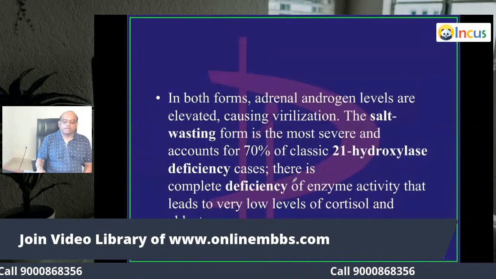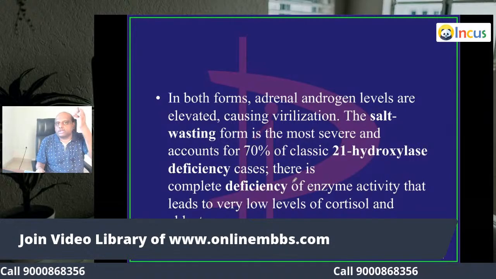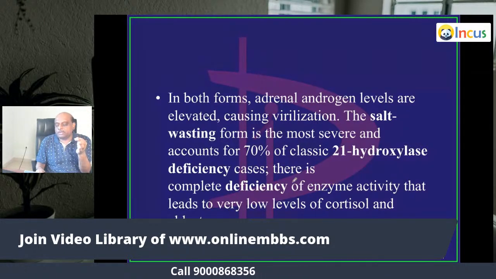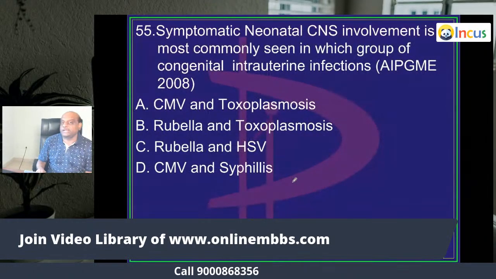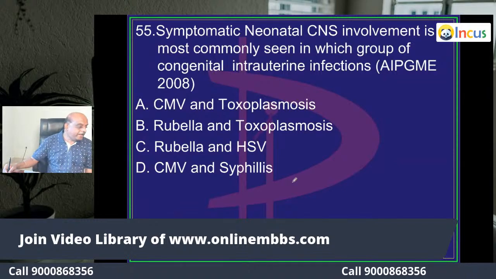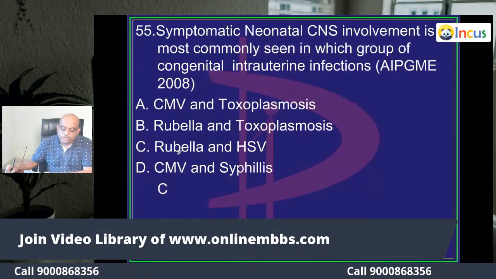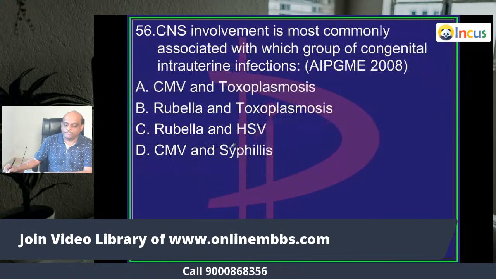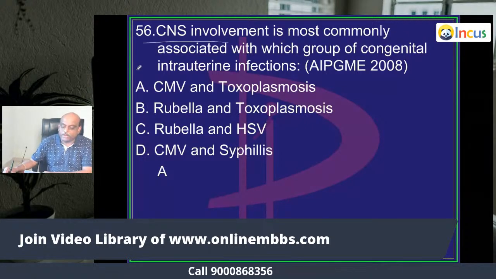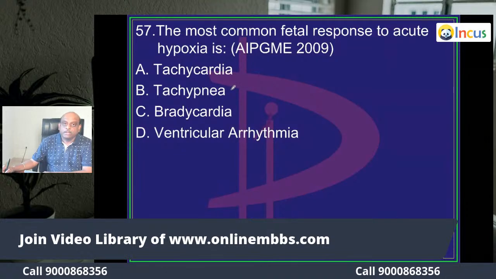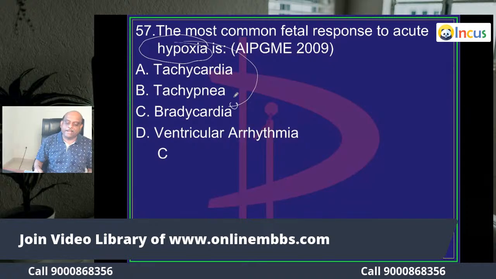So doctor, you should remember that mineralocorticoid deficiency with androgen excess is the combination in 21 alpha hydroxylase deficiency. Symptomatic neonatal CNS involvement is typically a feature of rubella and HSV. Which congenital intrauterine infection has very common CNS involvement? CMV and toxo. The most common fetal response to acute hypoxia is bradycardia.